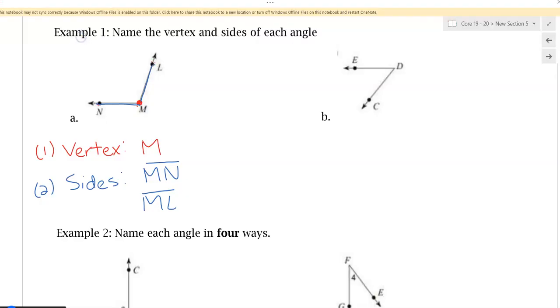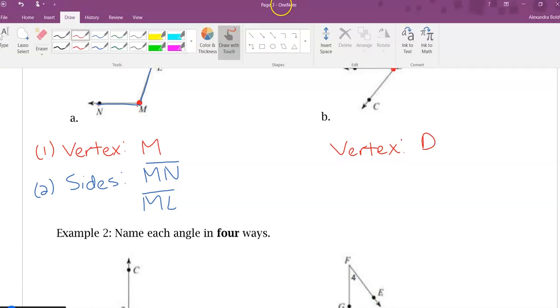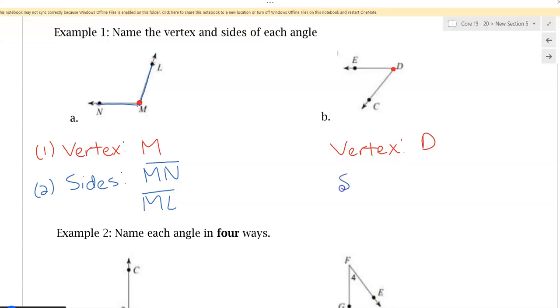Same thing with my second part. My vertex is the middle, right? The one they both have, so my vertex is the point D. And then my sides, there's two of them, going from D to E with a line, and then D to C with a line. Again, you need to have the lines over them.